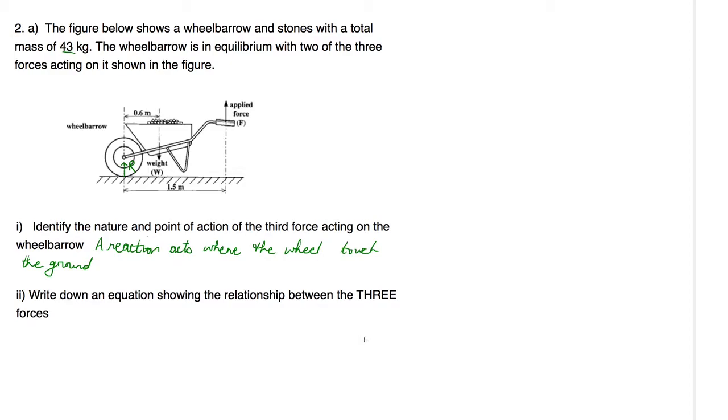The next question says to write down an equation showing the relationship between the three forces. Now we want an equation that includes all three forces. So taking what we know about equilibrium, when a body is in equilibrium, one of the things we know is that the sum of the forces in one direction is equal to the sum of the forces in the opposite direction. So that would allow us to include all of the forces.